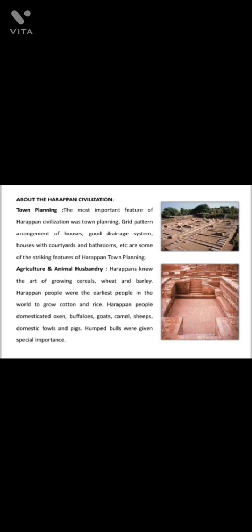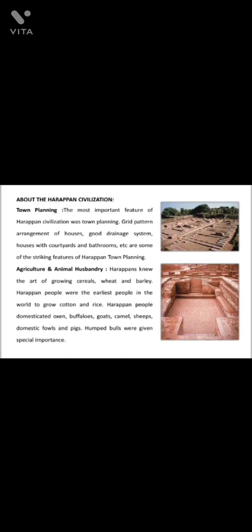Agricultural activities were mainly carried out in the urban outskirts, and the Harappan people grew different types of crops that included cereals, wheat, and barley. Harappan people were also the earliest people in the world to grow cotton and rice.